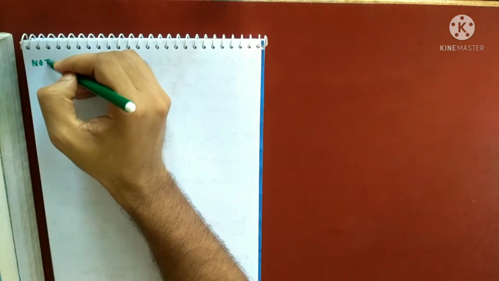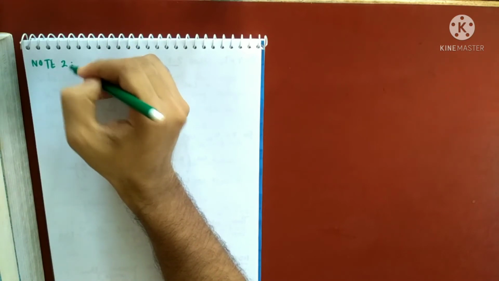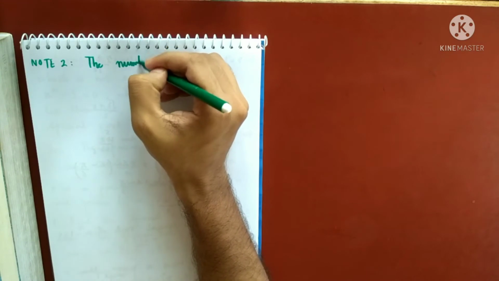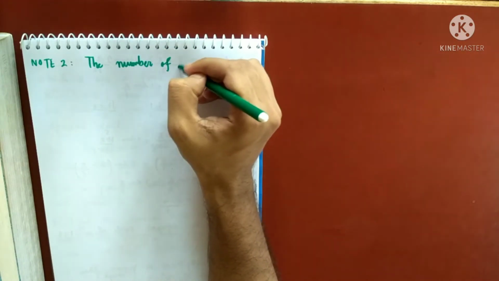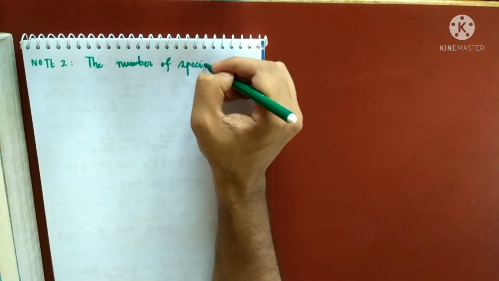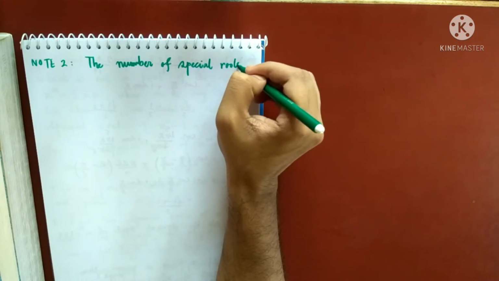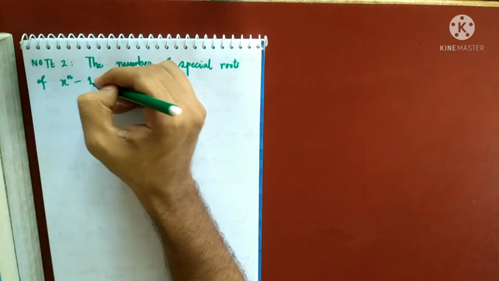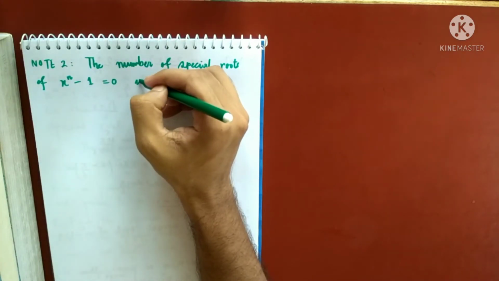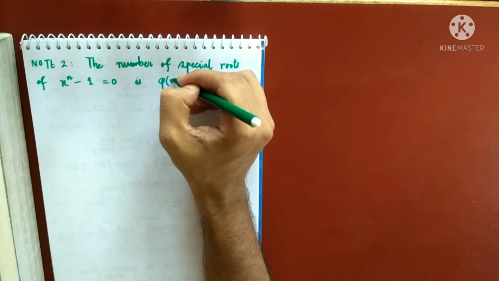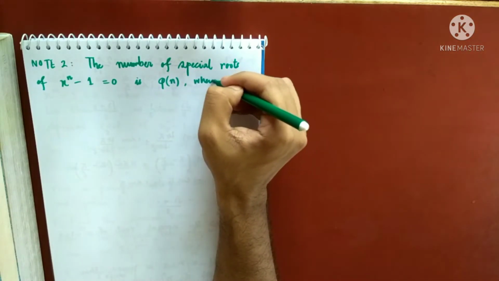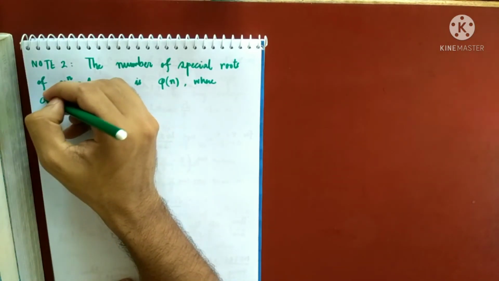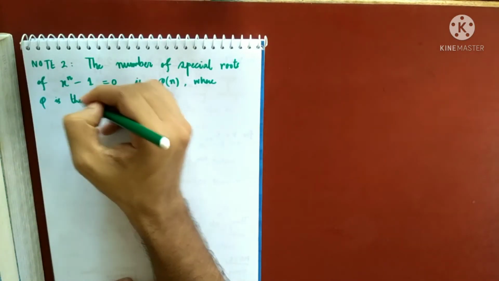So that will lead to another note. The number of special roots of x to the power n minus 1 equals 0 is phi n. So what is this phi n? Where phi is the Euler's phi function.